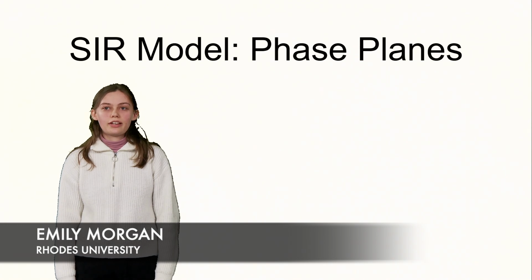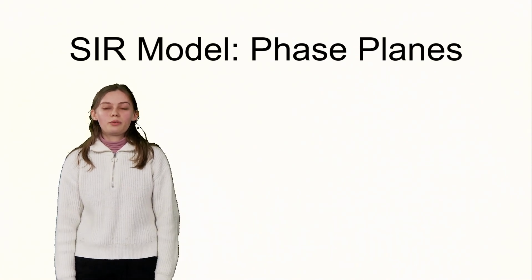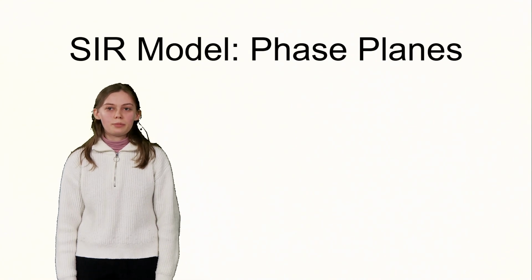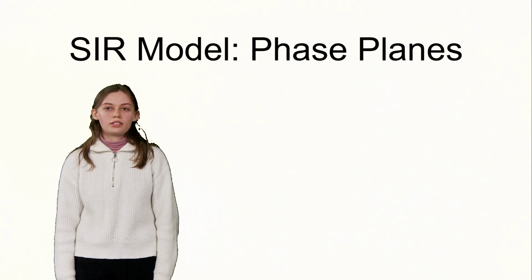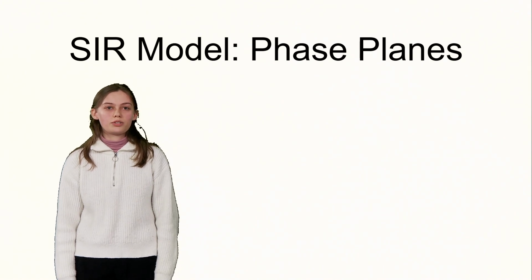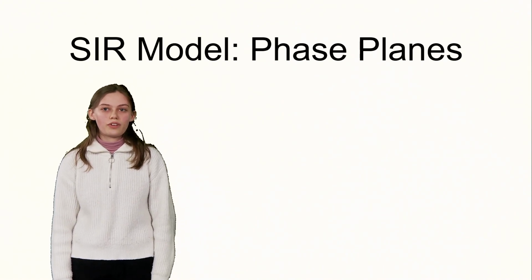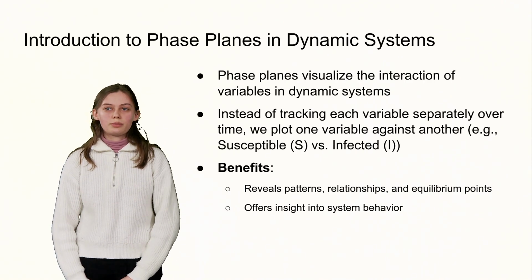Now we're going to look at SIR models in terms of phase planes. As a very quick recap, we use the SIR model as an epidemiological tool to see how infections spread. This is because we can look at populations in terms of three categories of individuals who are susceptible, infected, and recovered. So what are phase planes?